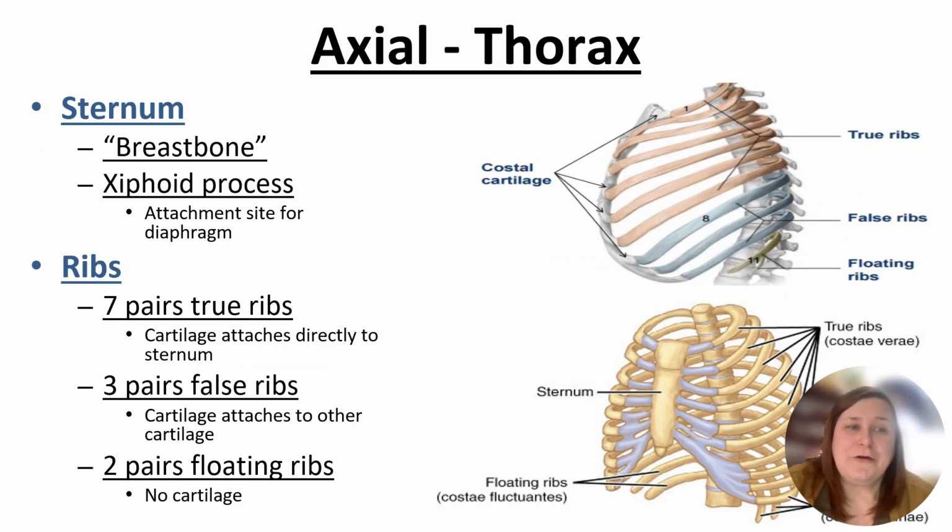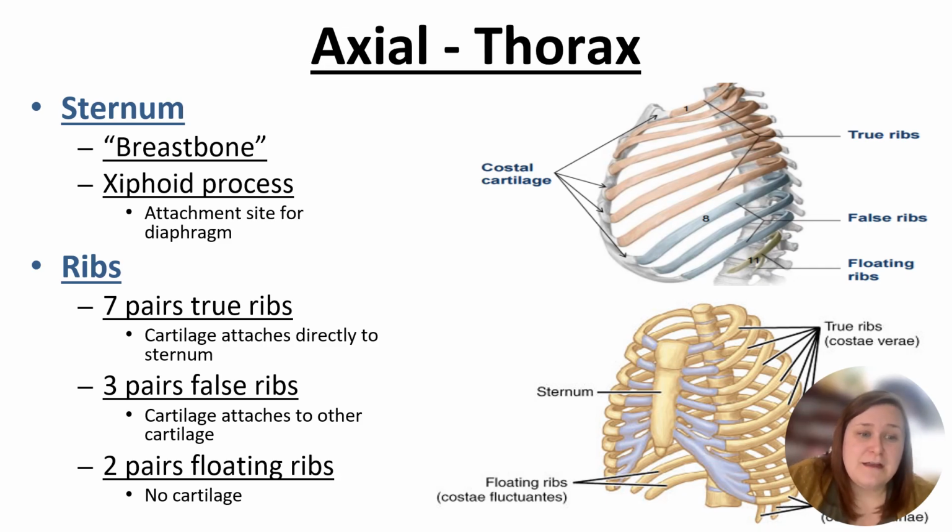So let's talk a little bit about our thorax. A very important part of our thorax is our breastbone. We refer to this as the sternum. So the sternum is the medical name for the breastbone. It has the xiphoid process. The xiphoid process is going to be right here. It is very, very important because it is the attachment site for the diaphragm. So we need this attachment site to be able to breathe.